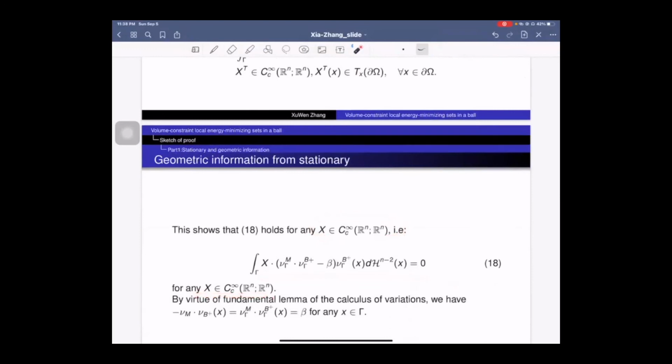And finally, by the fundamental lemma of the calculus of variations, this must be identically 0. And this means the angle between the unit conormals is constant. So this completes the first part of our proof.